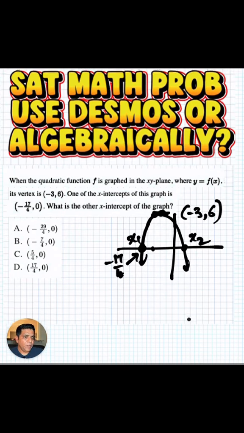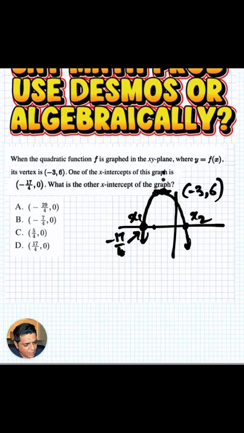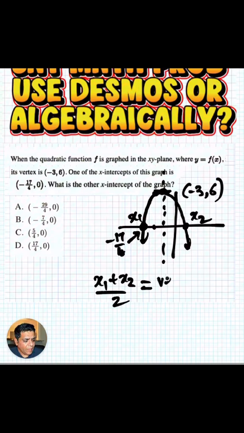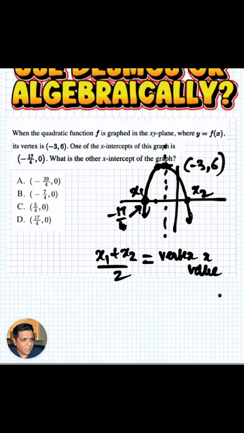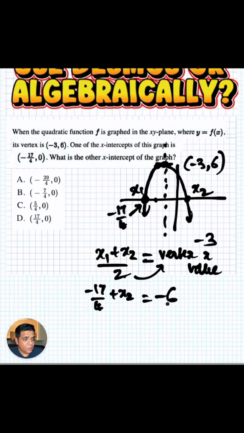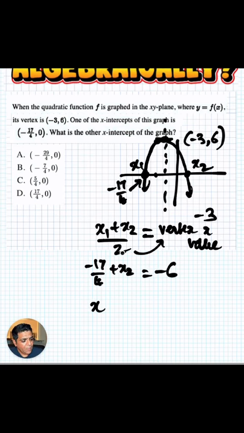Now algebraically, all we have to do is recognize that the line through the vertex splits the parabola into two equal halves. Essentially, x1 plus x2 divided by 2 equals the vertex x value. So we have x1, negative 17 by 4, plus x2, which is what we are trying to calculate. Cross multiply the 2. We know the vertex x value is negative 3, so 3 times negative 3 times 2 is negative 6.